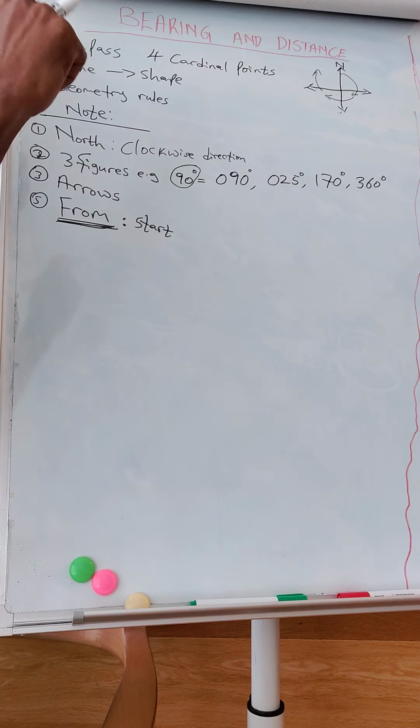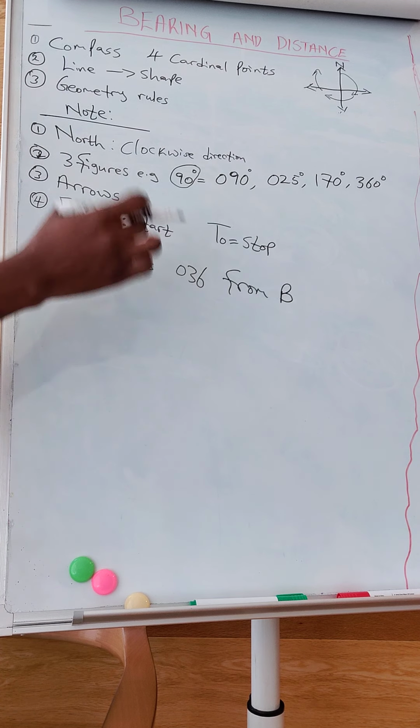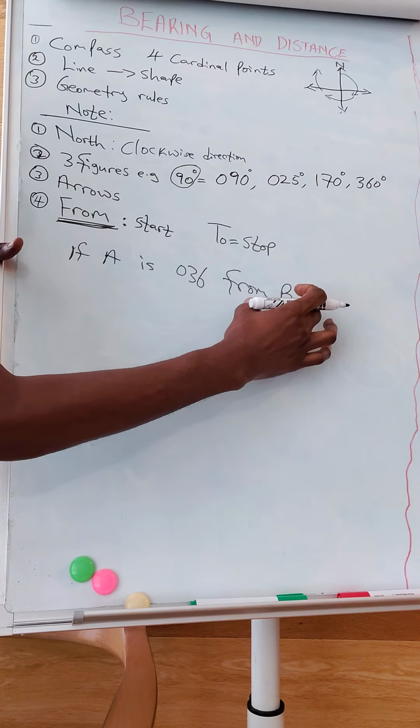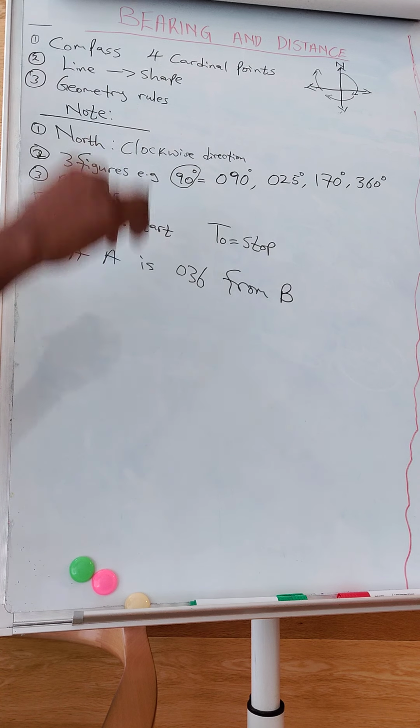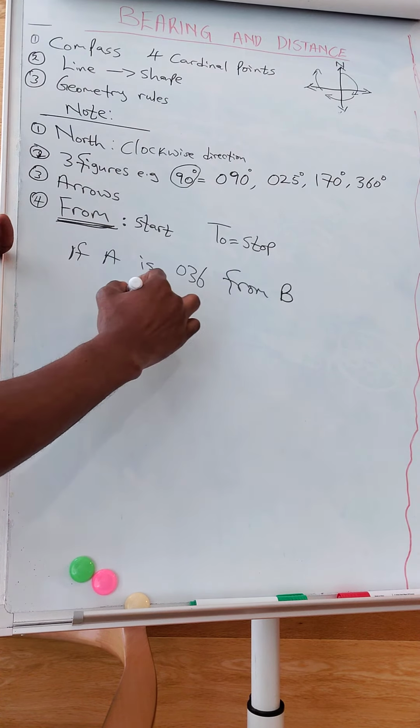This is number 4. Note 4. For example, if A is 036 from B, this type of question, you have to start drawing with B. Forget about where the 36 is. Some students will think A is the start. No. Your diagram will start with what? B. Now, this is one point. This is another point. That is, your diagram must start from B. Your starting point, the first cardinal point you are going to draw, must be for B.